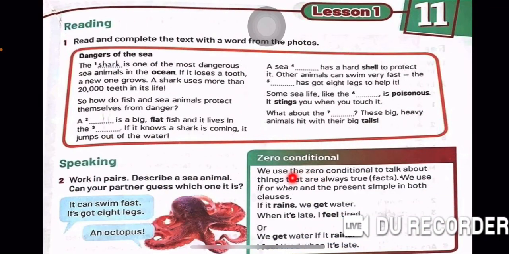Zero conditional. We use the zero conditional to talk about things that are always true, facts. We use if or when and the present simple in both clauses. The verb takes s, es or ies, or the infinitive form. So we use the present simple in the two sentences with if or with when.